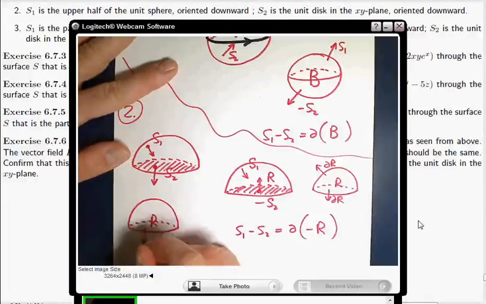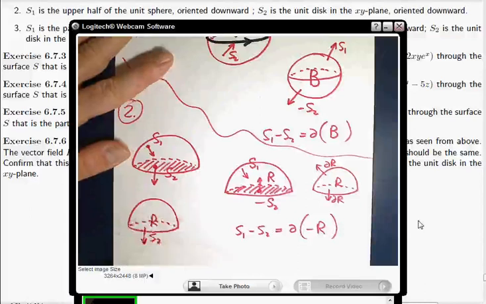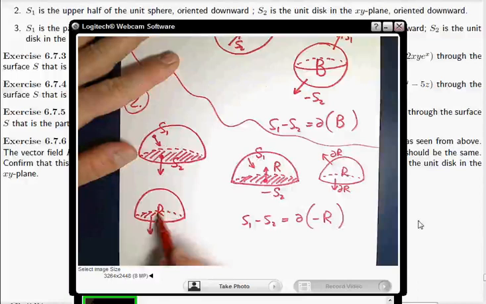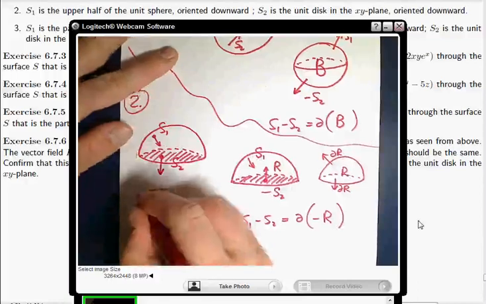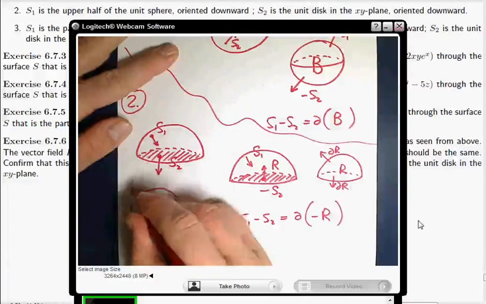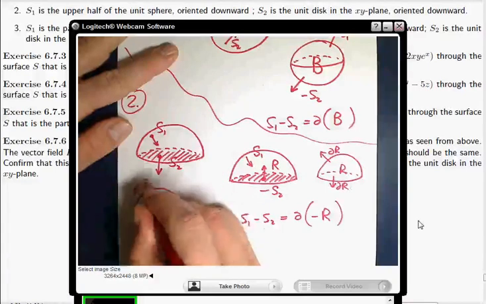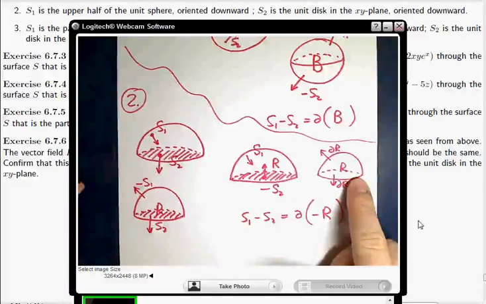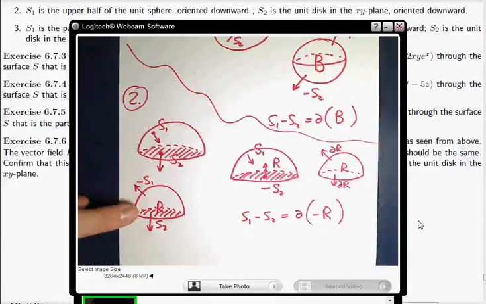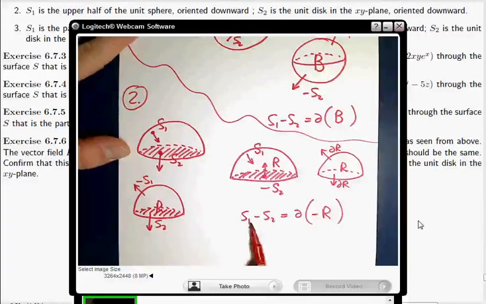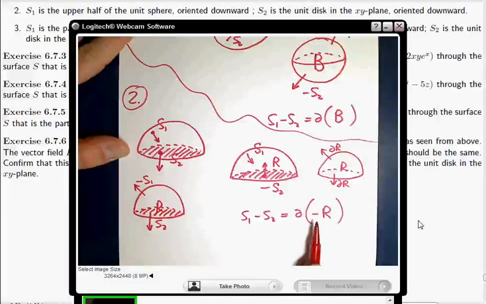There's S2. Right? S2 is oriented just like, there it is, S2. S1 is oriented inward like that, so that means that negative S1 is oriented outward. And so you're right, the boundary of R is S2 minus S1. But the problem asks to find something whose boundary was S1 minus S2, so we're going to leave the negative sign in there. Does that make sense?